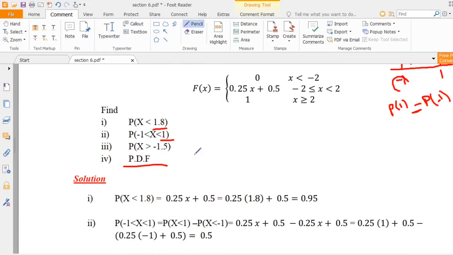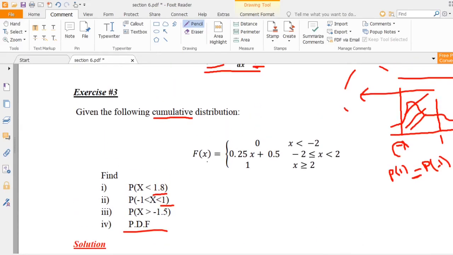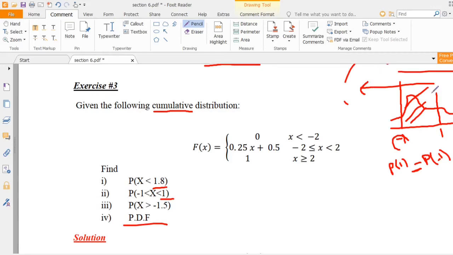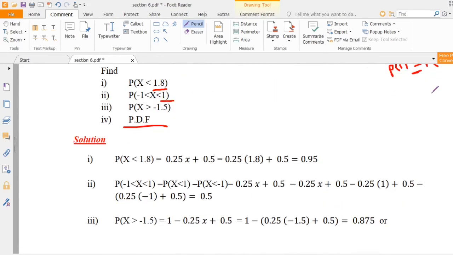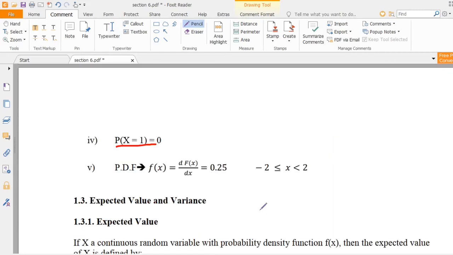For x bigger than 1.5, again as we did here, we can get the bigger or we can get the lower. So we'll get what? 1 minus the probability of x less than -1.5. So you get 1 minus this, quarter x plus half, and you get the result.